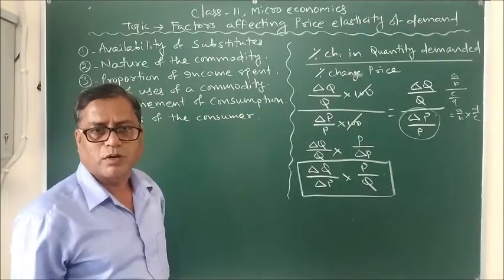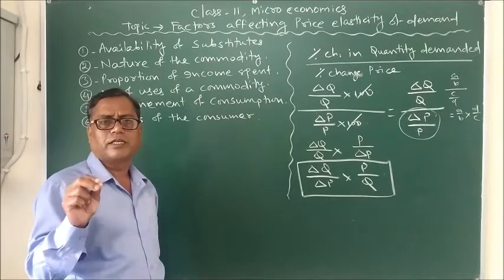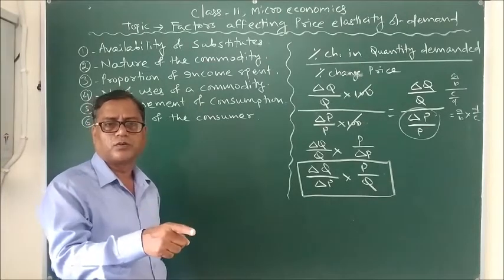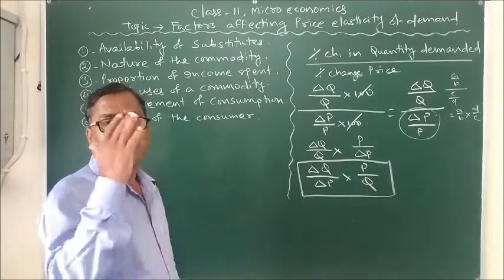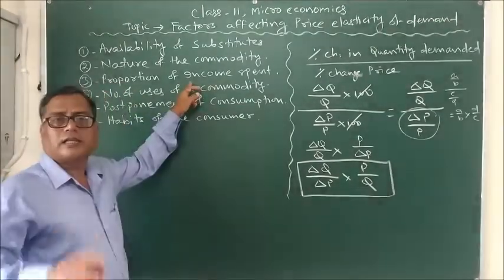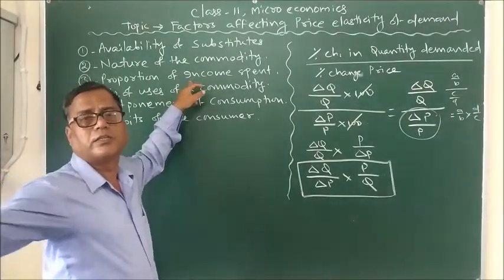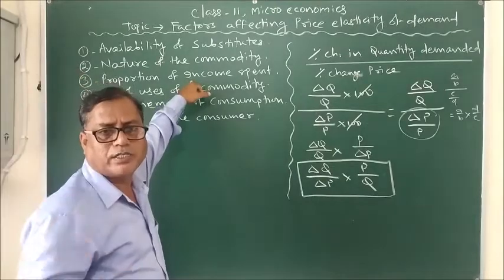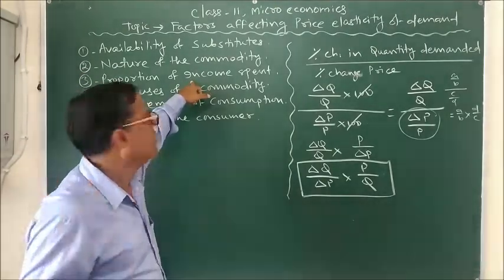So in that case, what would happen? If we are spending a very small proportion of our income on the purchase of a particular good, then that good would have a lesser degree of elasticity of demand. Thus, to conclude, higher is the proportion of income spent on a good, higher would be the elasticity of demand, and lower is the proportion of income spent on a good, lower would be the elasticity of demand.